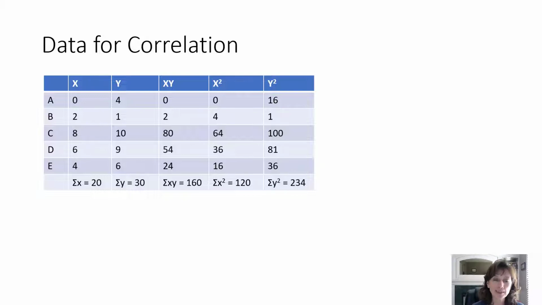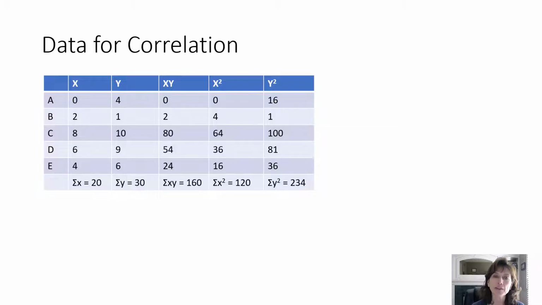So you can see some things should look familiar here. You can see that for X, if I sum up those X scores, if I take 0 plus 2 plus 8 plus 6 plus 4, I'll get sigma X of 20. Remember, sigma X simply means we're going to sum the X scores. So I just add up those scores, I get a sigma X of 20. For the Y column, if I take those numbers and I sum them, sigma Y is going to be 30.